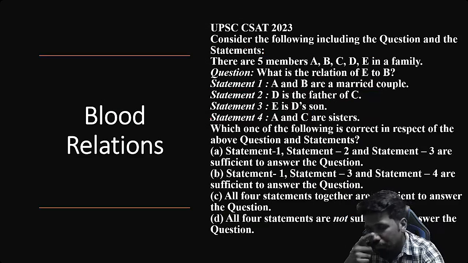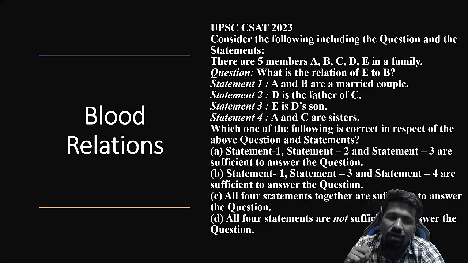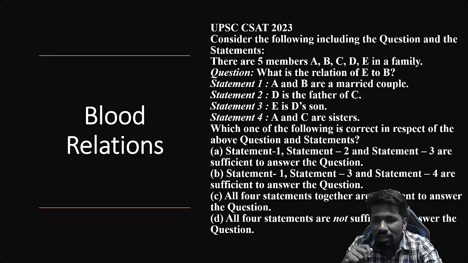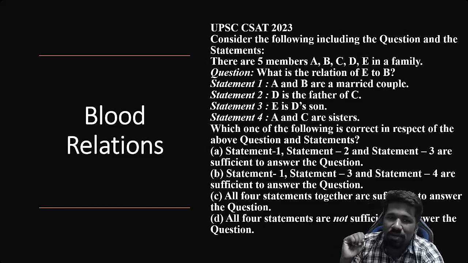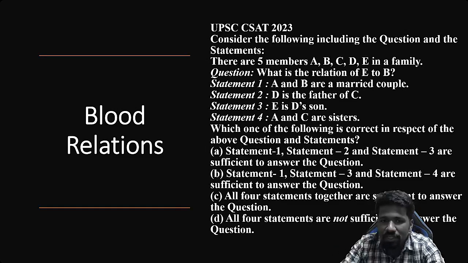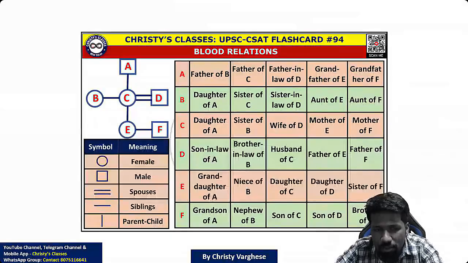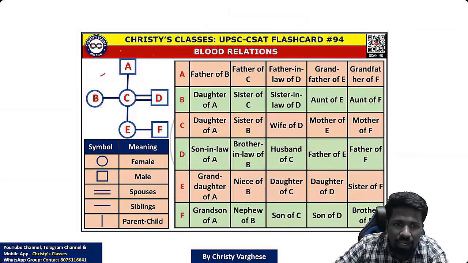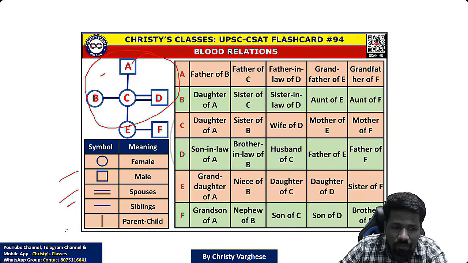Then blood relation problem, a very common topic in reasoning, not only in CSAT, almost all competitive exams have blood relation area. So CSAT also asks it frequently. In 2023, this was a question, a data sufficiency model question from this topic. How to do relationship tree, that is the key. So I will be teaching you that. Then it is super easy.